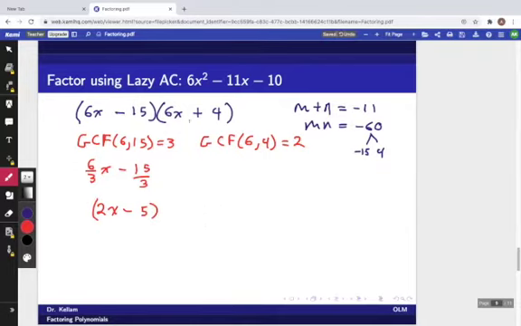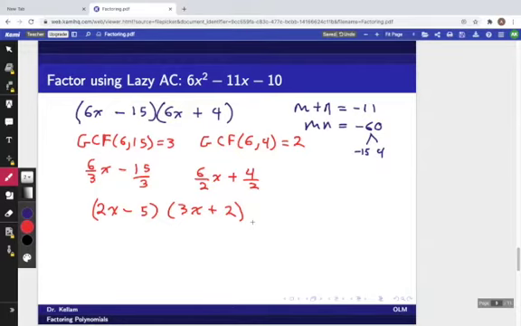Over here, I'm going to look at these two, and I'm going to divide 6 by 2, and I am going to divide 4 by 2. And what I get, 6 divided by 2 is 3, and 4 divided by 2 is 2. And if you recognize that, that is exactly what we had as our factors in the previous one. So this is a different way of organizing yourself, but it gives you the same result.